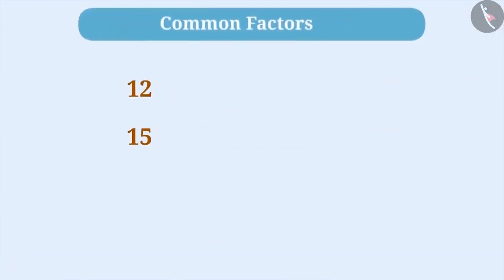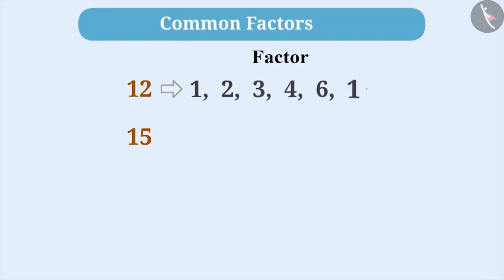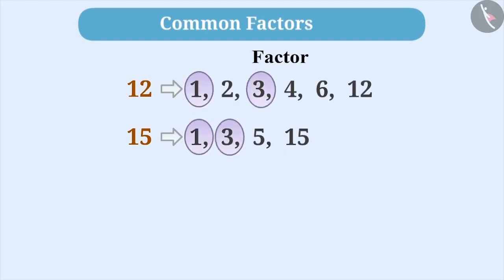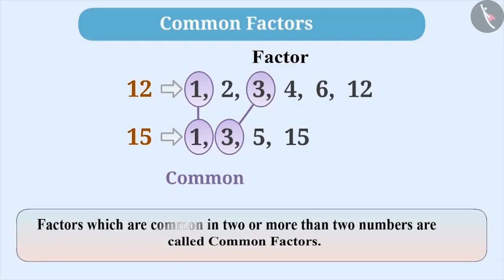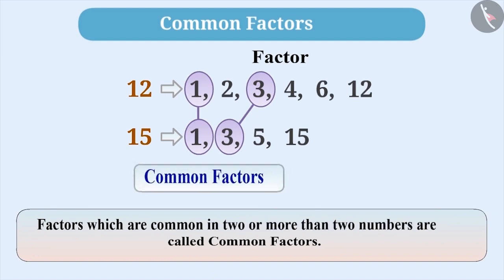Now let's look at these numbers. Let's find the factors of these numbers. Factors of 12 are 1, 2, 3, 4, 6 and 12, and factors of 15 are 1, 3, 5 and 15. If you observe, you will get to know that the numbers 1 and 3 are the common factors of both 12 and 15. This means they are common in both the lists. The factors which are common among the factors of 2 or more than 2 numbers are called common factors.